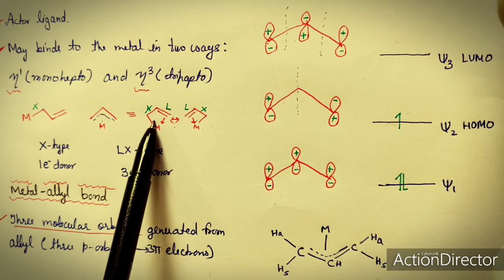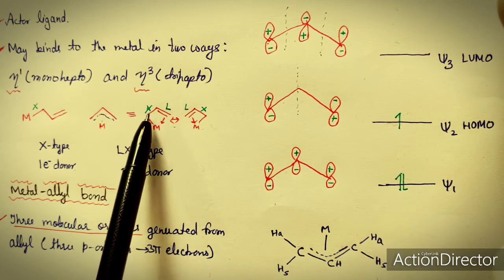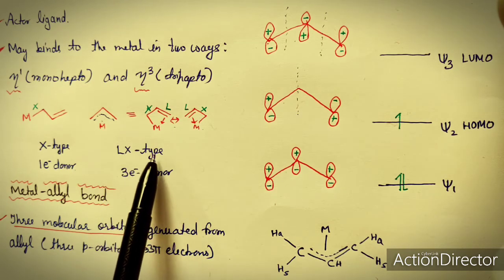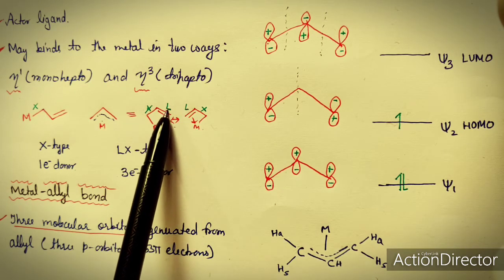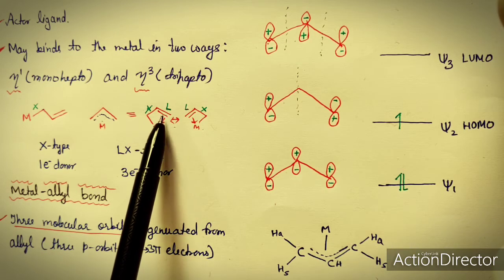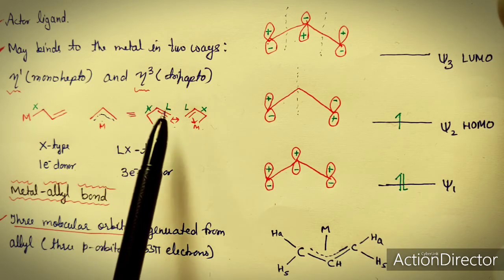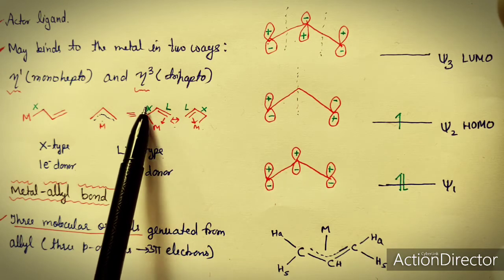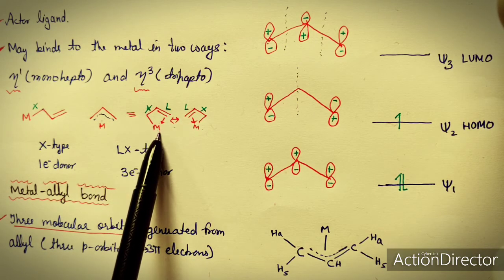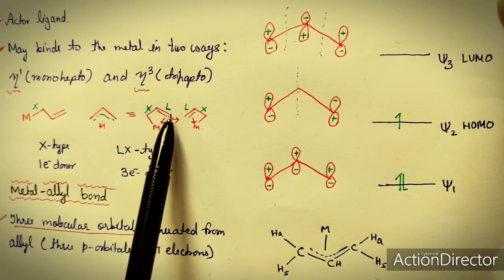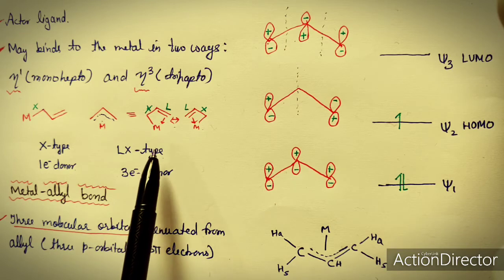Here you can see that if it is acting as an eta 3 ligand, that is 1, 2, 3, it is also called an LX type ligand. L is for two electron donor. I have explained in the olefinic ligand video that an L type ligand can donate one electron pair to the metal center, and X means it can donate one electron to the metal center. So again it becomes a three electron donor. So here the ligand is acting as an LX type ligand.